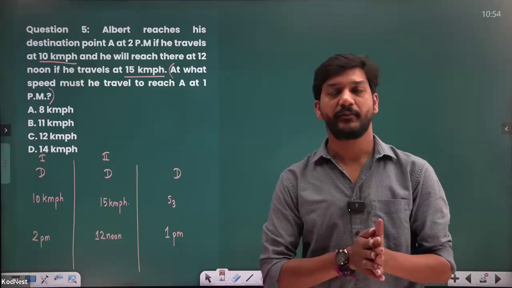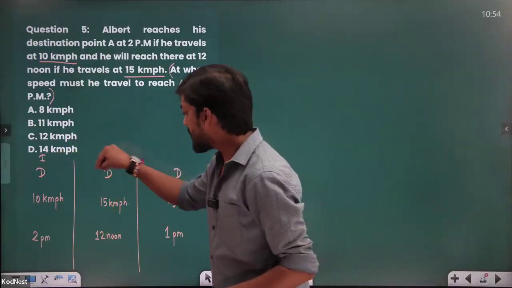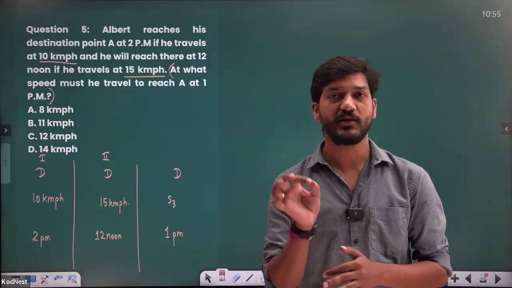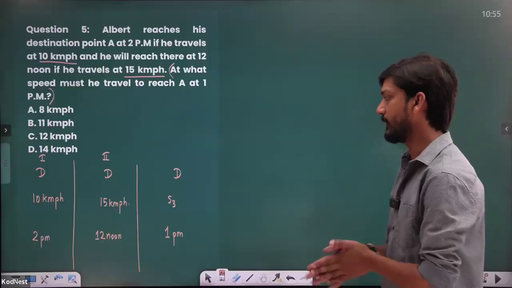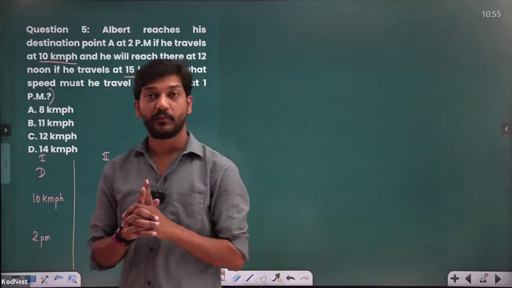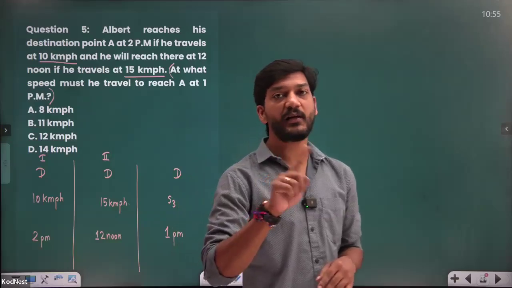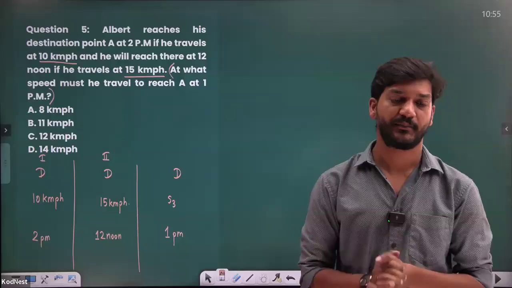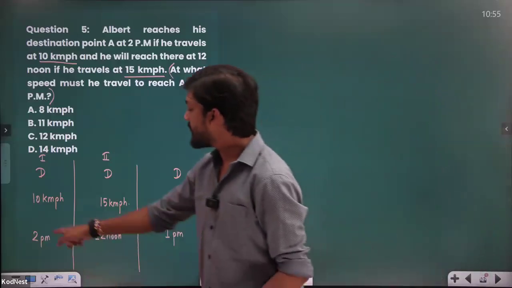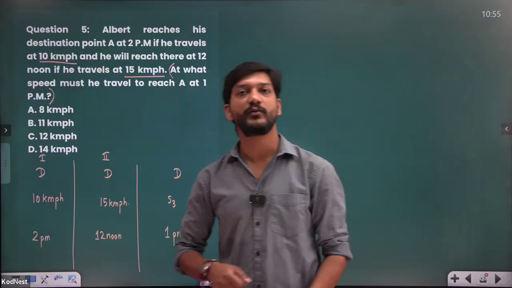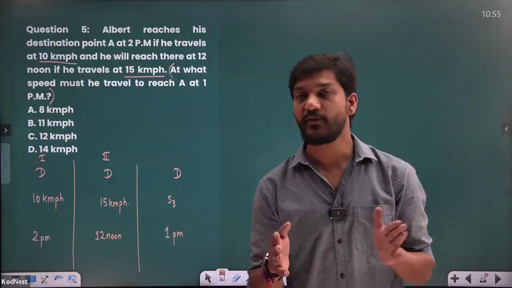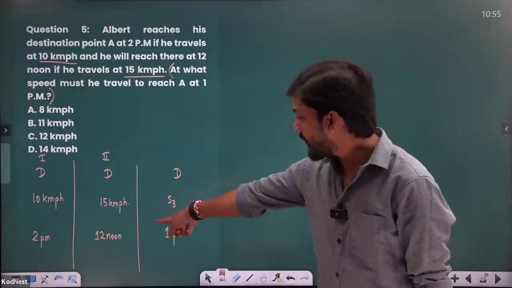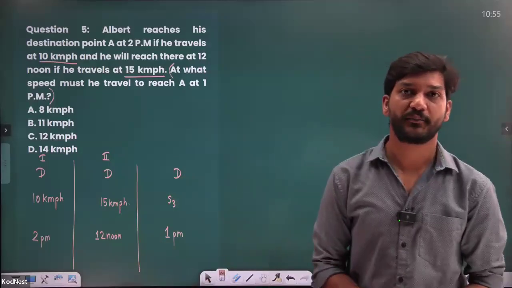Okay, carefully answer. If I take the first and second situation, time difference, can you tell? How much is t minus t? Please remember this. The language will not always be late and early. Not always. So time difference, how much? He is reaching at 2 p.m. Here he is reaching at 12 noon. So time difference is the difference of the arrival time. So the difference is 2 hours.